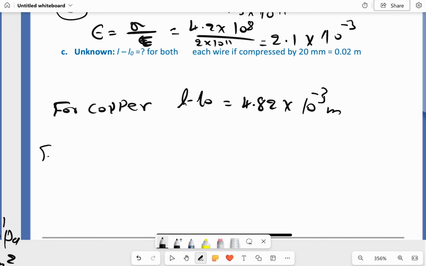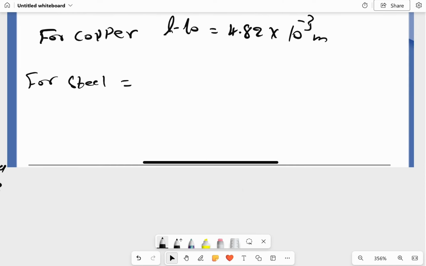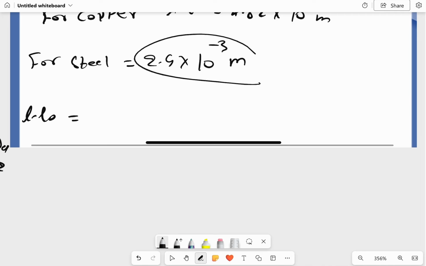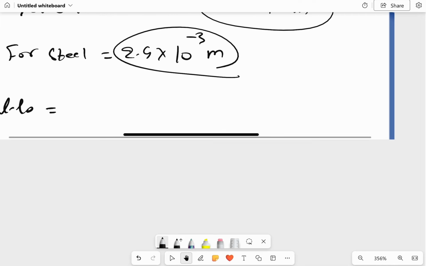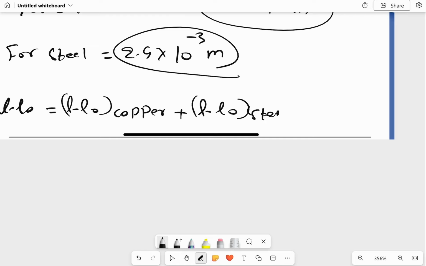For steel, you'll get 2.5 times 10 to the power of minus 3 meter. You should get the total of each. Okay, so the total length, L minus L naught, will be adding these two. So you have L minus L naught for copper plus L minus L naught for steel. Then you'll get 7.32 times 10 to the power of minus 3 meter.